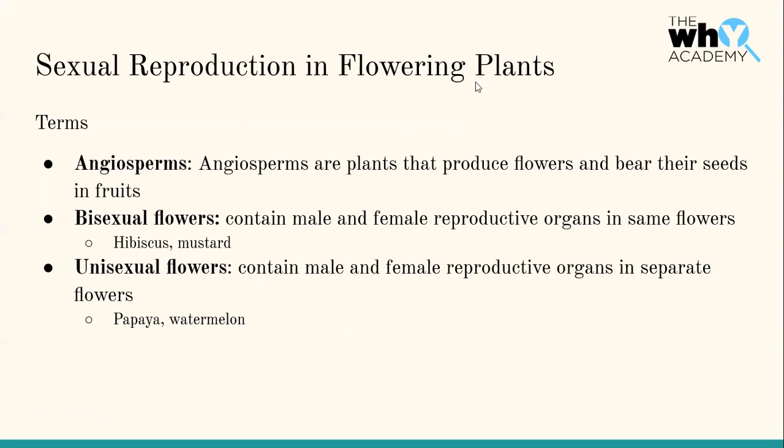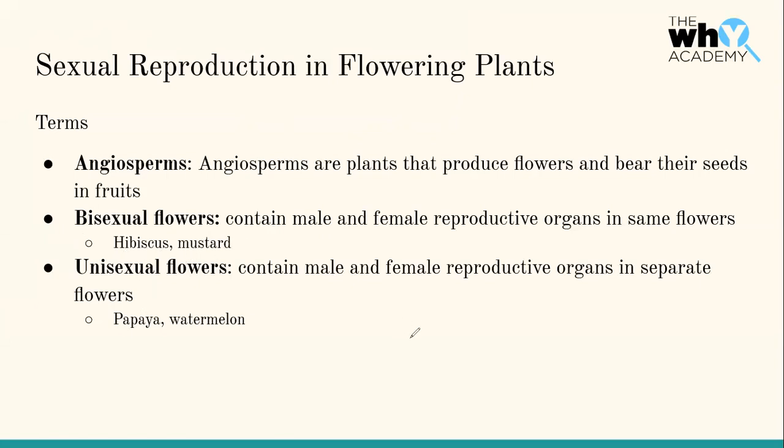So for now, you just need to know these three terms. Basic, if you know, is sufficient. Bisexual flowers will be flowers which have both the male and female reproductive organs in the same flower. Now in flowers also, not all of them have both, right? So ones which have both are called bisexual, right? Examples would be hibiscus and mustard.